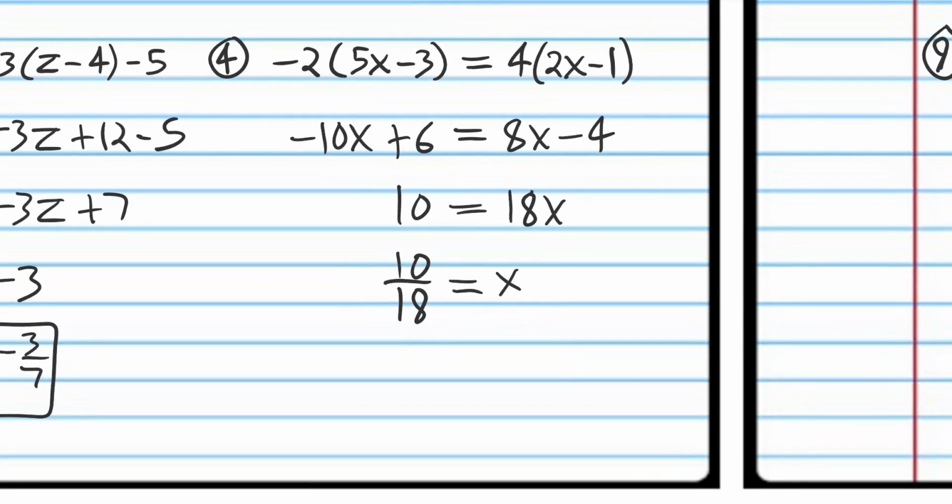So at that point, we just have one more thing to do. We want to use the fundamental principle of fractions, divide both sides by 2, and we get 5 over 9. So if you got 5/9, that's very good.